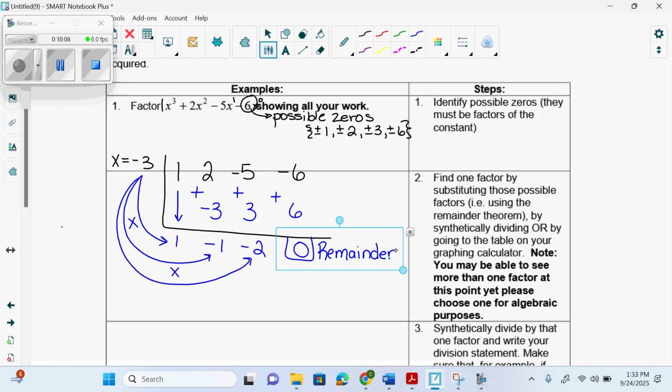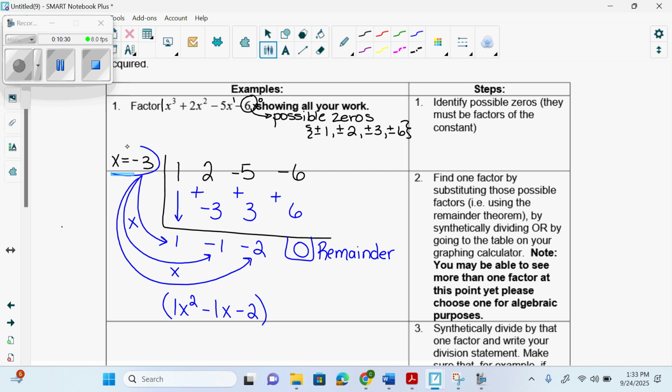So if I took an x out, this coefficient, this number 1, is actually going to be x squared. Not x cubed, because it was x cubed. Then this one's going to be minus 1x, and then this one's just going to be minus 2. Now, if I type that into my calculator, I don't get that graph back. What the heck?